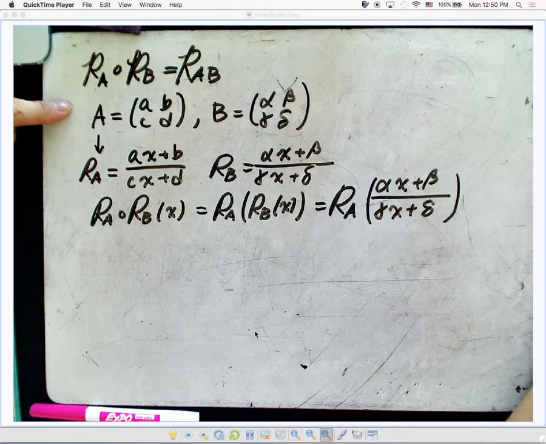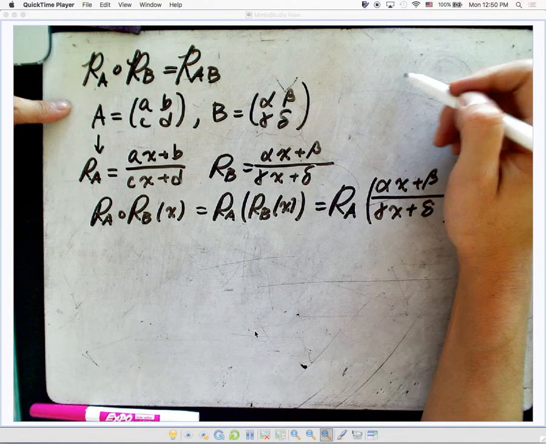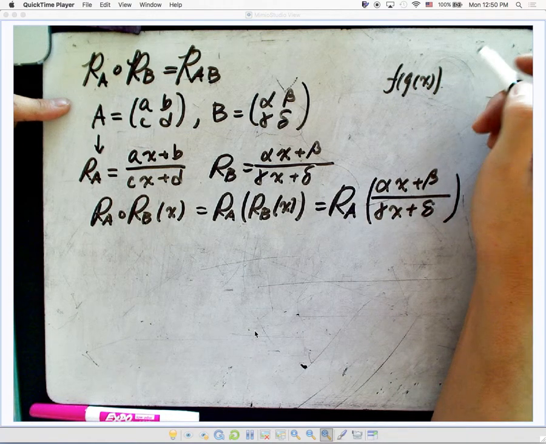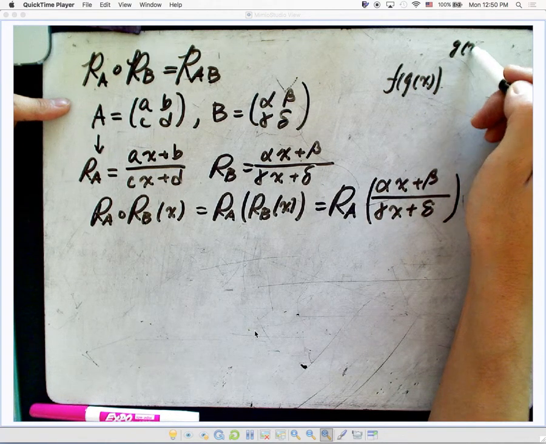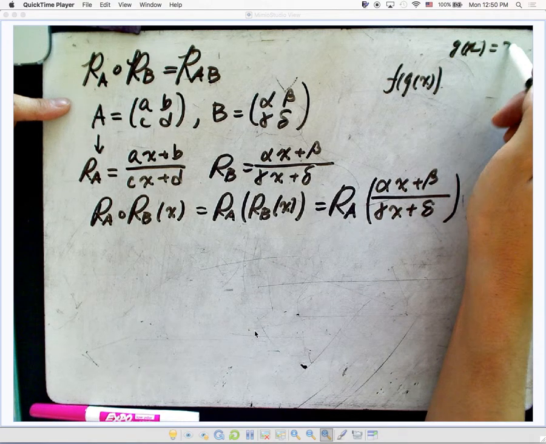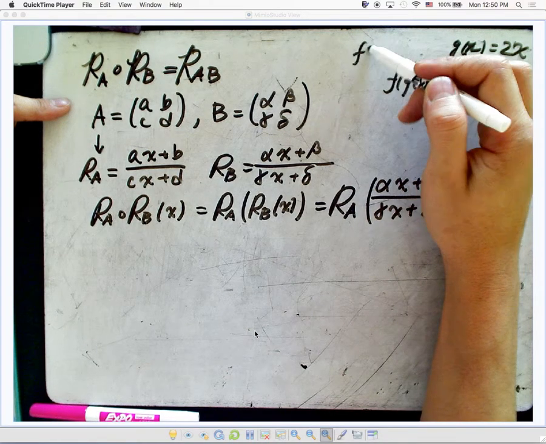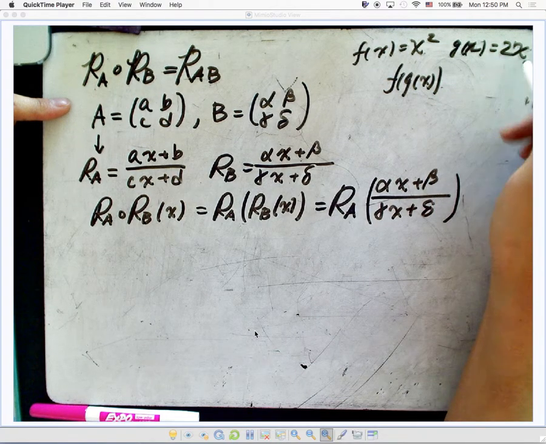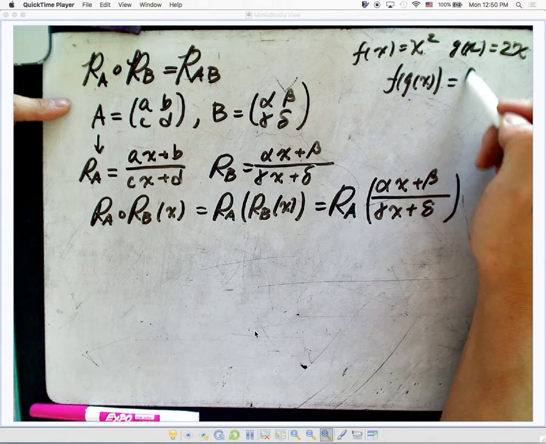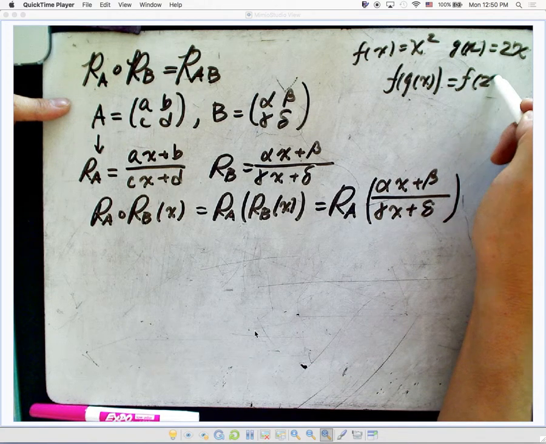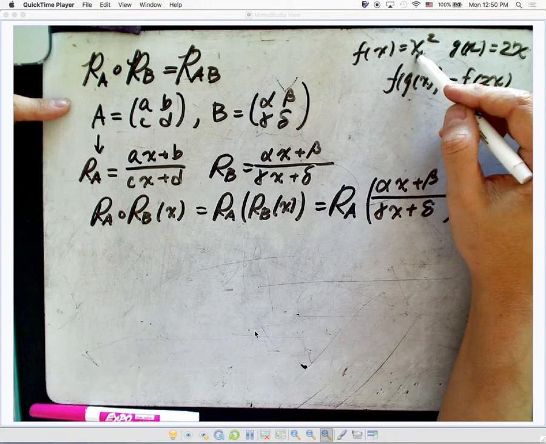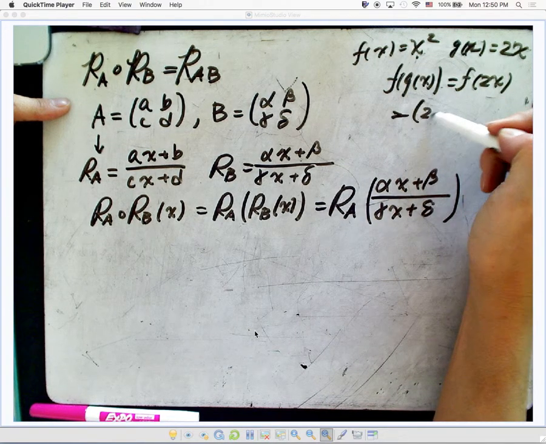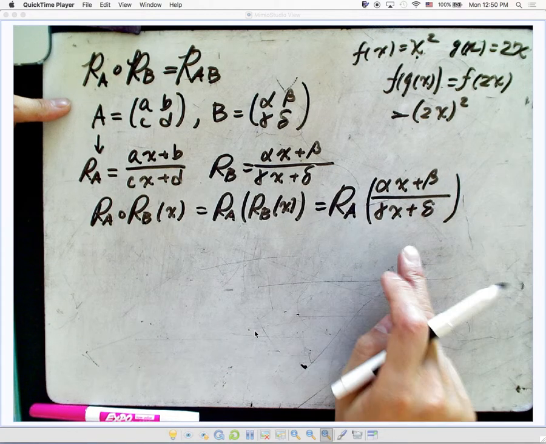Okay? And as you remember, if you have f of g of x, for example, and if g of x is 2x, and let's say f of x is x squared, then you do g of x first, right? So you're going to put it in f of g of x, which is 2x. You plug that in here, so f of g of x will be 2x to the second power, right? So we're going to do the same thing here.